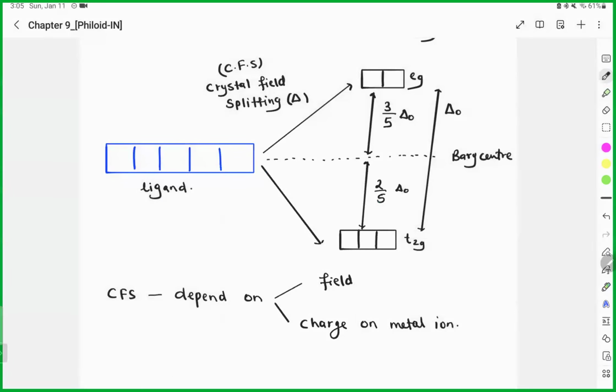Am I audible, guys? Yes, sir. Better voice quality, or is it the same? So now it's better. Okay.